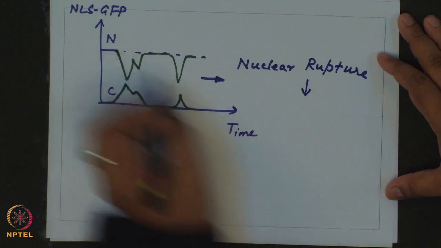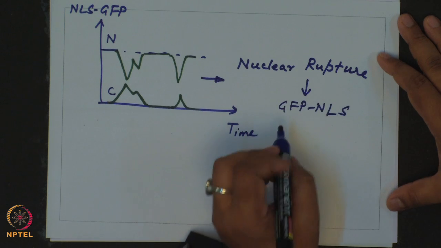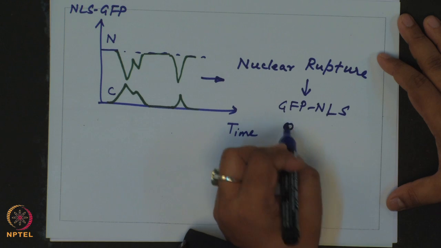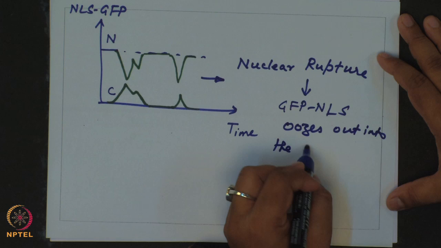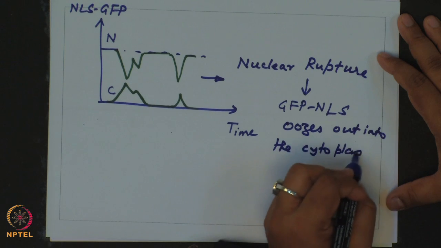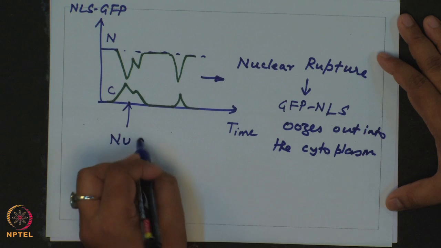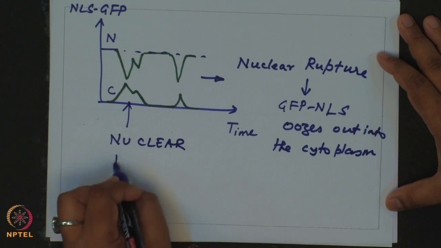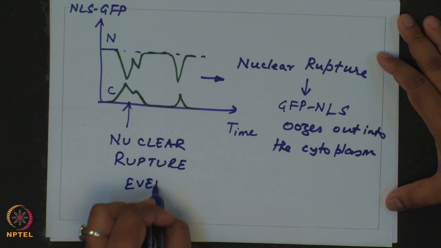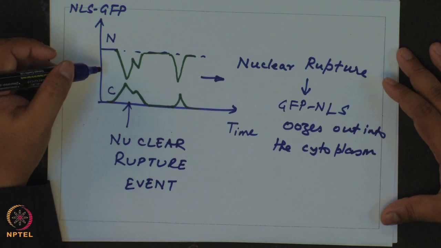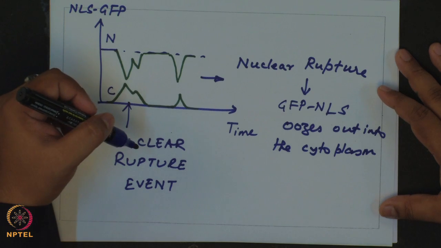Okay. So, since GFP NLS is soluble, this oozes out into the cytoplasm. Okay. So, this event is a nuclear rupture event. So, this proved that confined migration can indeed lead to nuclear rupture events.